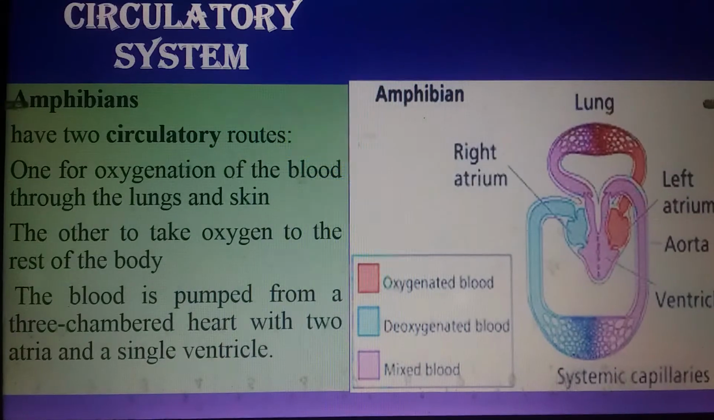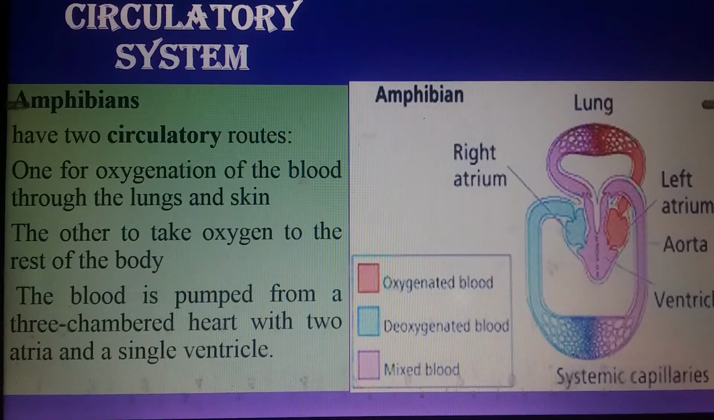Now I'm moving towards the circulatory system. That is very important. All the systems are very important for survival. So amphibians have two circulatory routes. Like in Pisces, you see that just one circuit is present, from the body towards the heart, and from the heart to the gills, and from the gills to all parts of the body. Just one circuit in case of the Pisces.